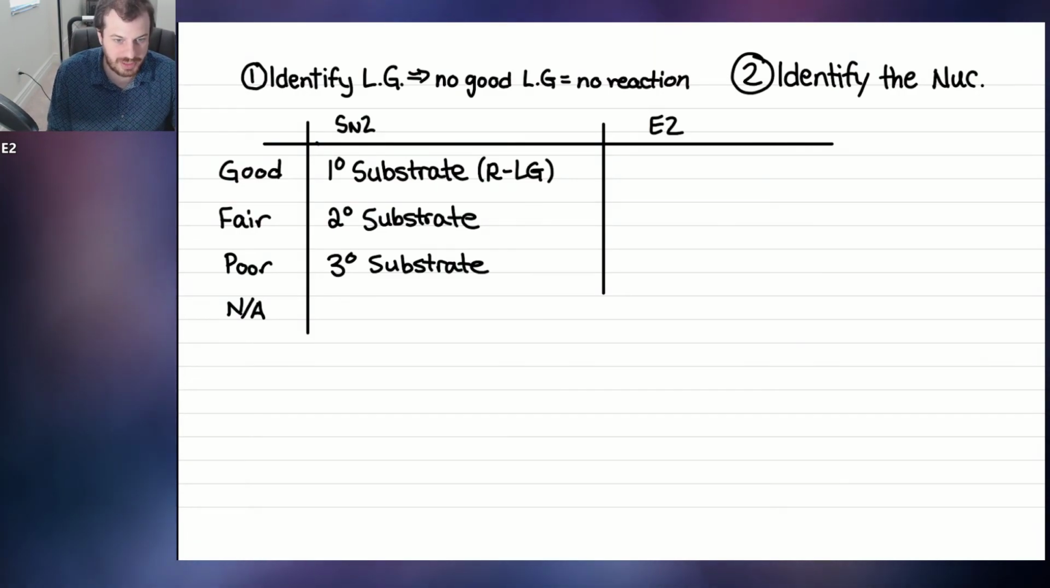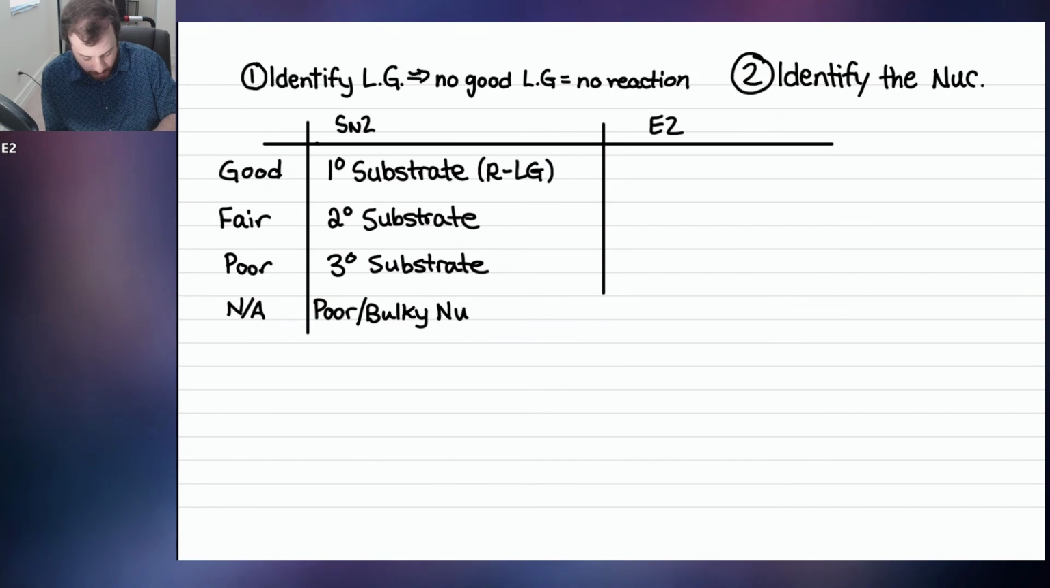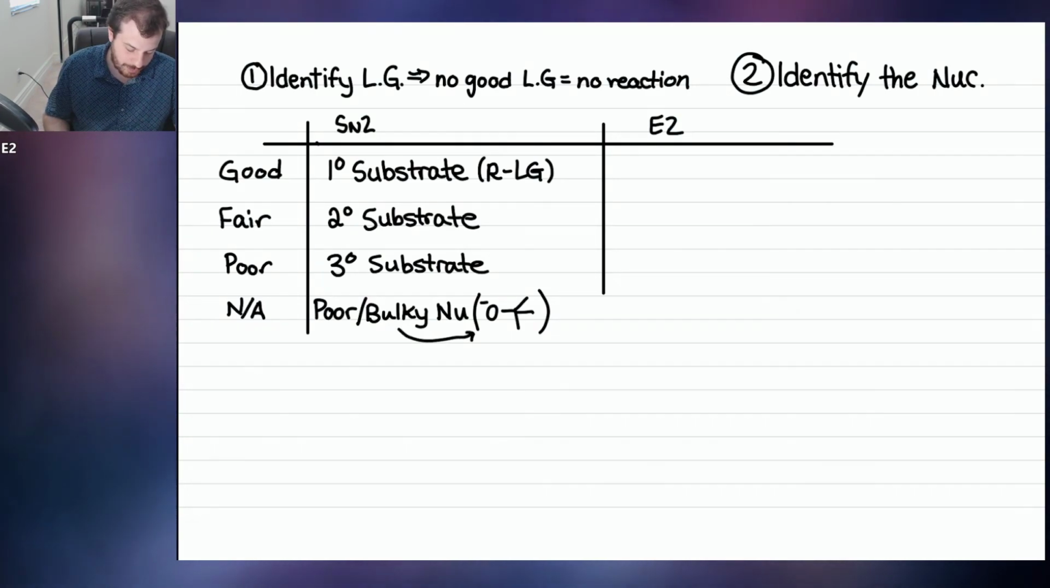For not applicable in the SN2 column, SN2 is going to be NA if you have a poor or bulky nucleophile. And for the poor nucleophiles, there's a list on Canvas that lists the poor nucleophiles, which, by the way, are alcohols, water, and carboxylic acids. And for the bulky nucleophile, the only bulky nucleophile you need to worry about is tert-butoxide. That's the only bulky nucleophile you need to worry about.